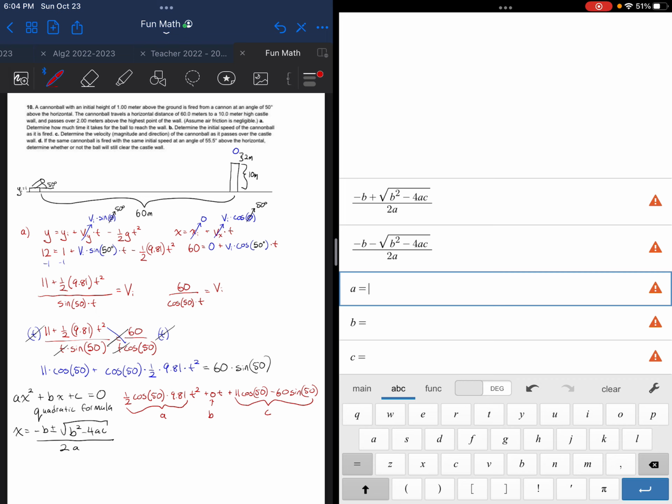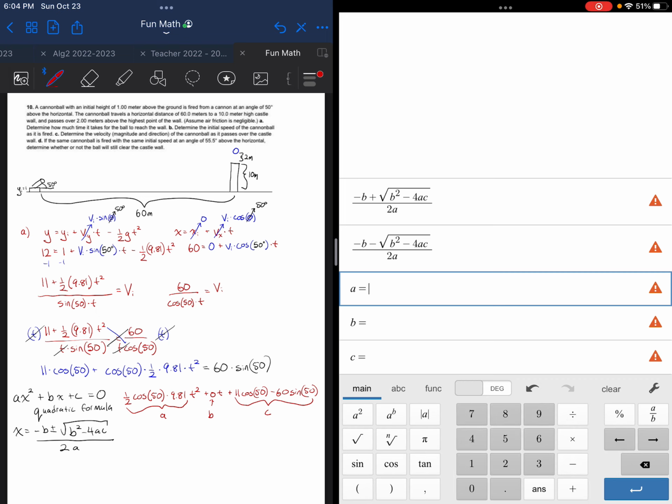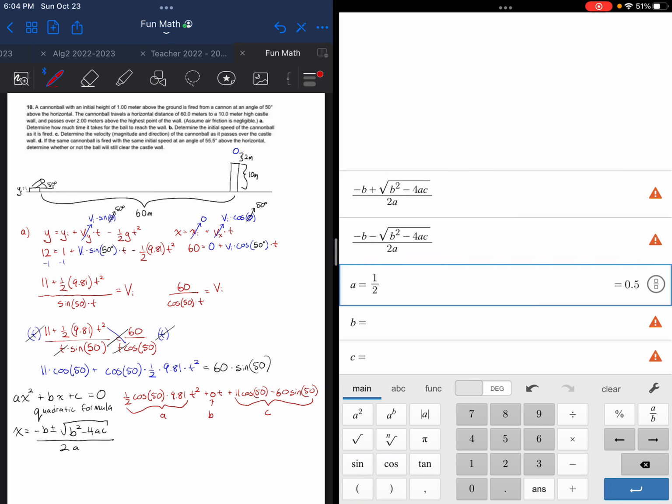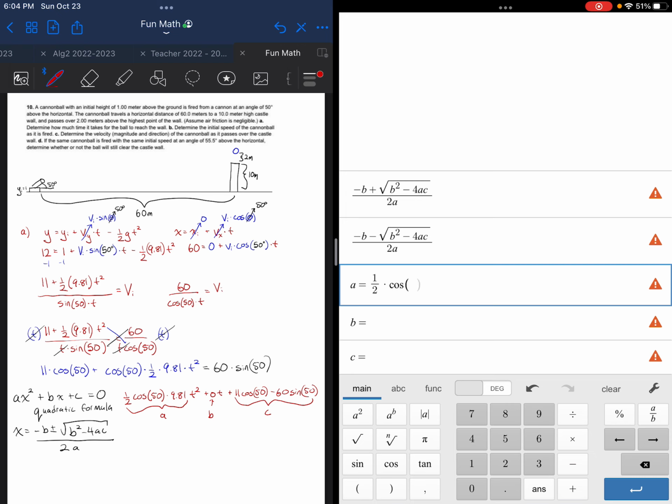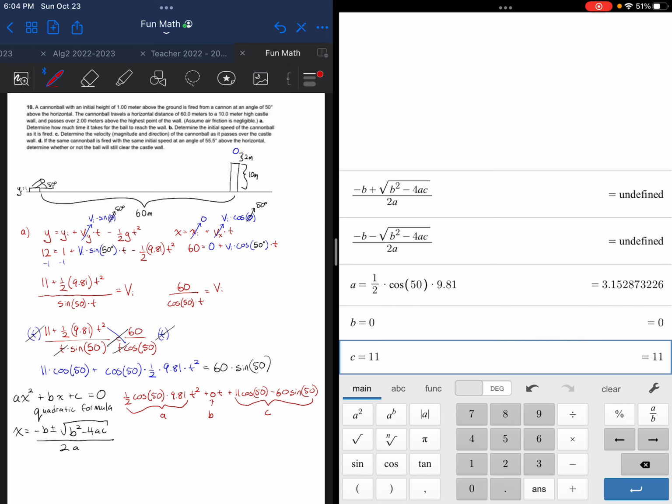So I'm going to have a is equal to 1/2 times cosine of 50, in parentheses, times 9.81. That's my a. Cool. B, I already said it's going to be 0. C is going to be 11 cosine of 50 minus 60 sine of 50. And cool, we're done.